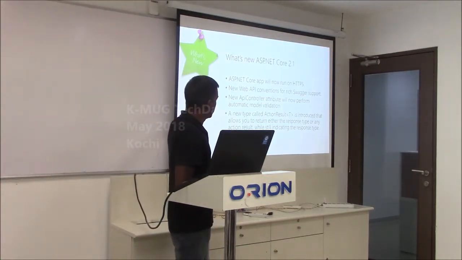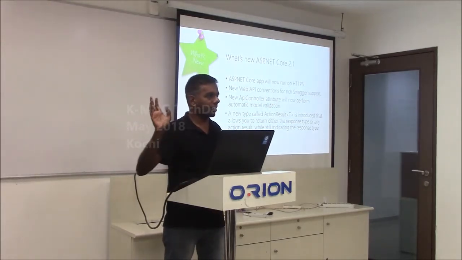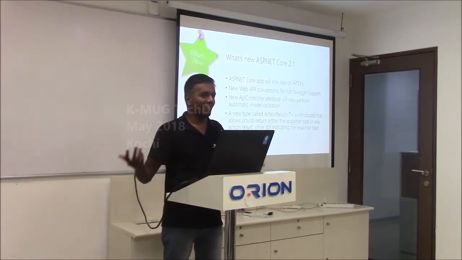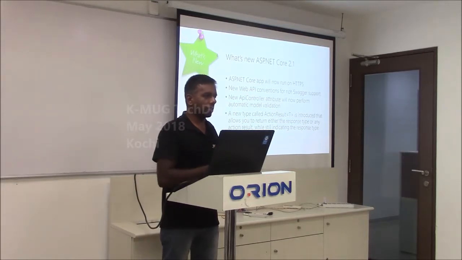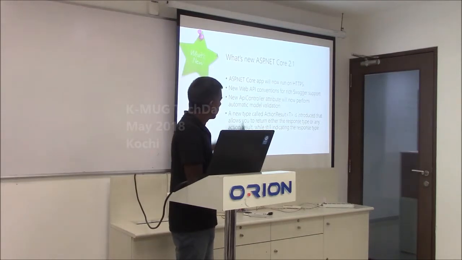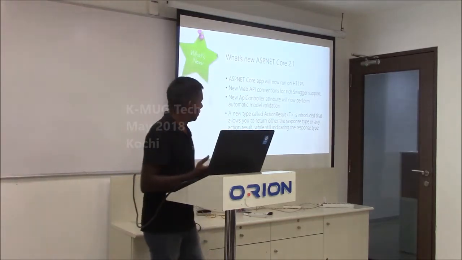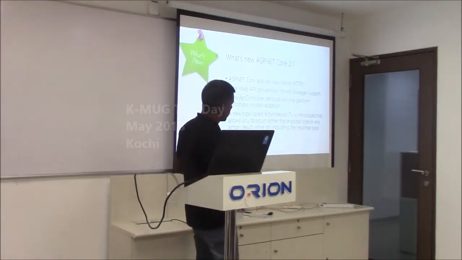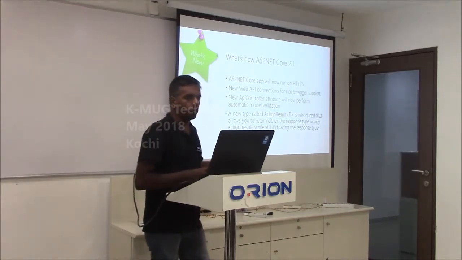So these are the new features as part of GDPR. How many of you are working on GDPR-related things? Okay, so as part of GDPR, they are coming up with always running on HTTPS, so that's the default. And new web API conventions with Swagger support. The new API controller attribute will now perform automatic validation. A new action result type, ActionResult of T. Then webhooks.